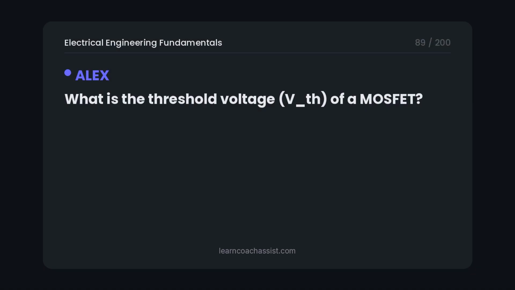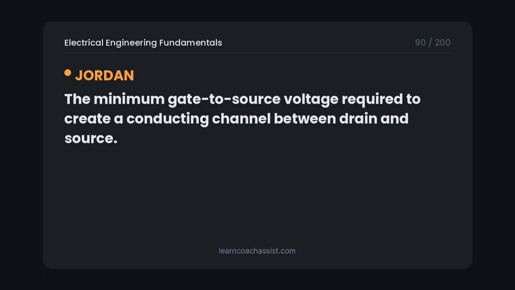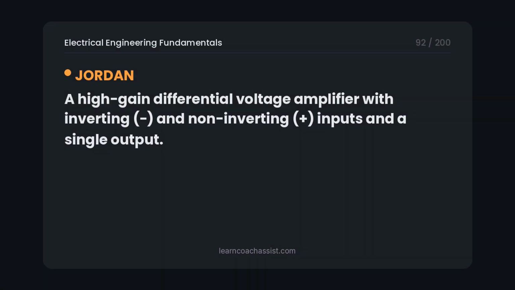What is the threshold voltage, V_TH, of a MOSFET? The minimum gate-to-source voltage required to create a conducting channel between drain and source. What is an operational amplifier, op-amp? A high-gain differential voltage amplifier with inverting (minus) and non-inverting (plus) inputs and a single output.